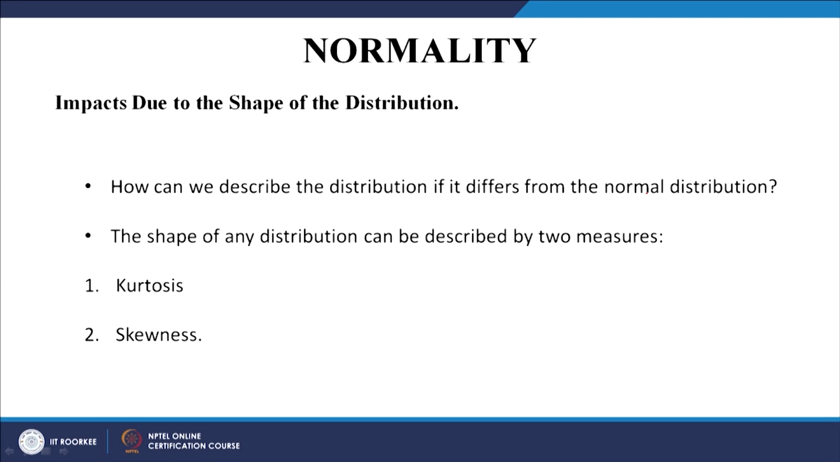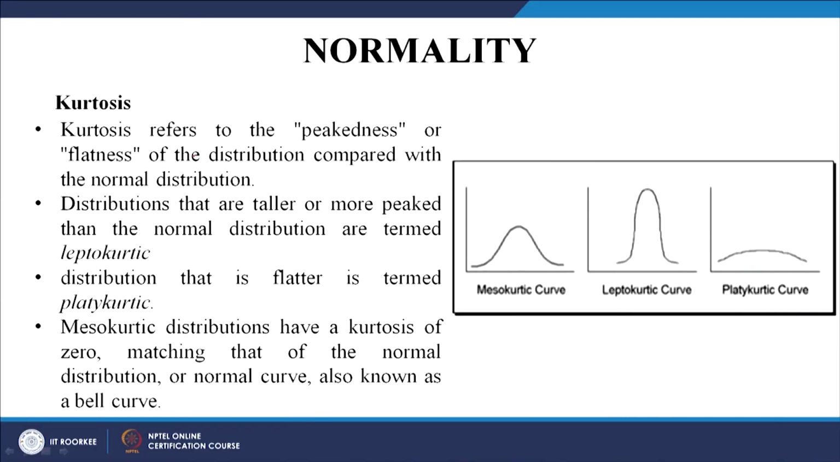How will we describe it? The shape of any distribution is dependent on two measures, kurtosis and skewness, which I had just shown you, right. Kurtosis means the peakedness, skewness is the tilting towards one side, left or right. Kurtosis refers to the peakedness or the flatness of the distribution compared with the normal distribution.